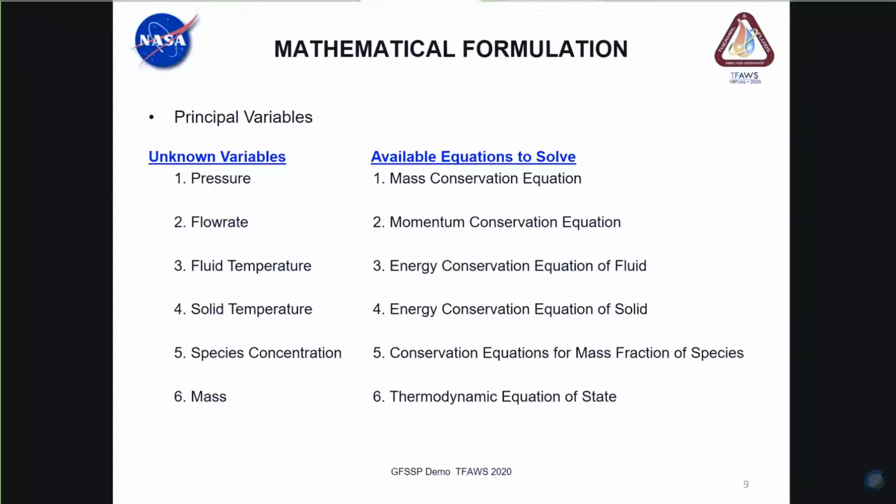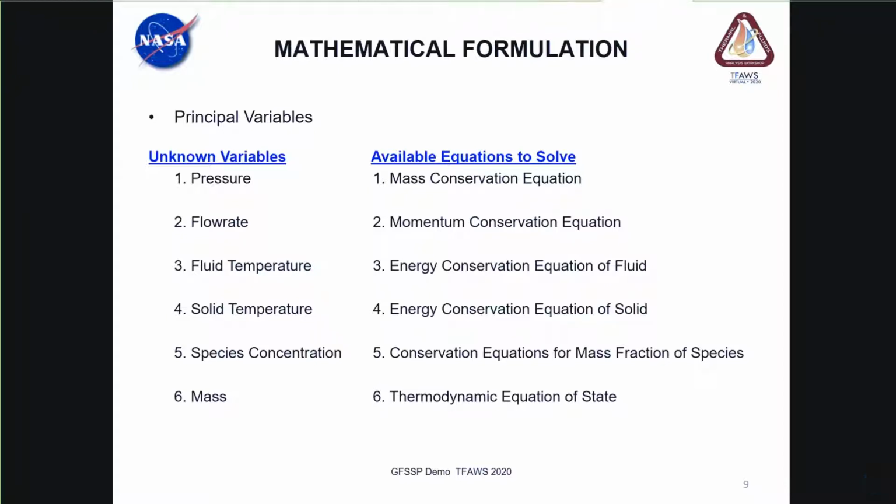There are 6 types of unknown variables that are possible in a GFSSP model. Those are pressures, flow rates, temperatures of fluid nodes and solid nodes. If there are multiple fluids, there are the concentrations of the species, and then the mass inside any node volume.